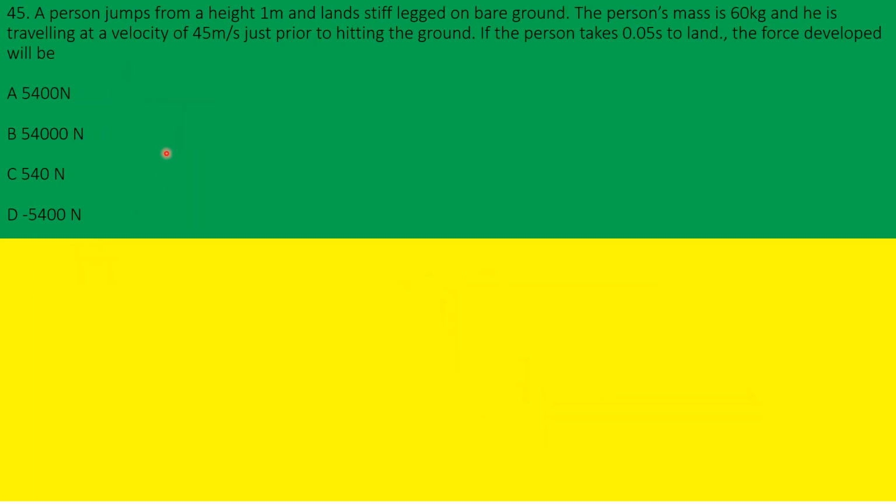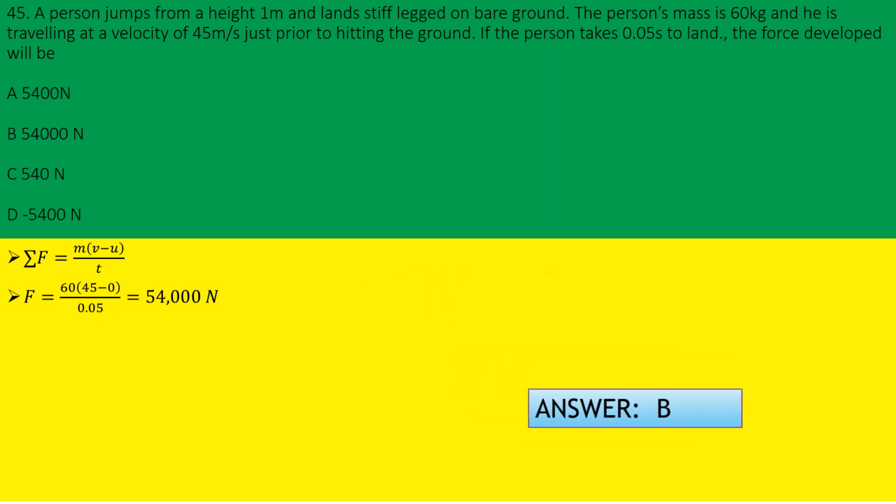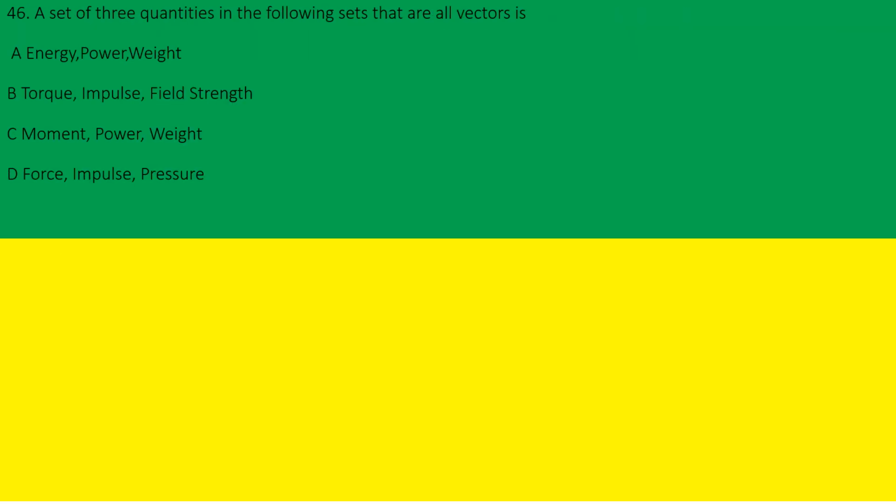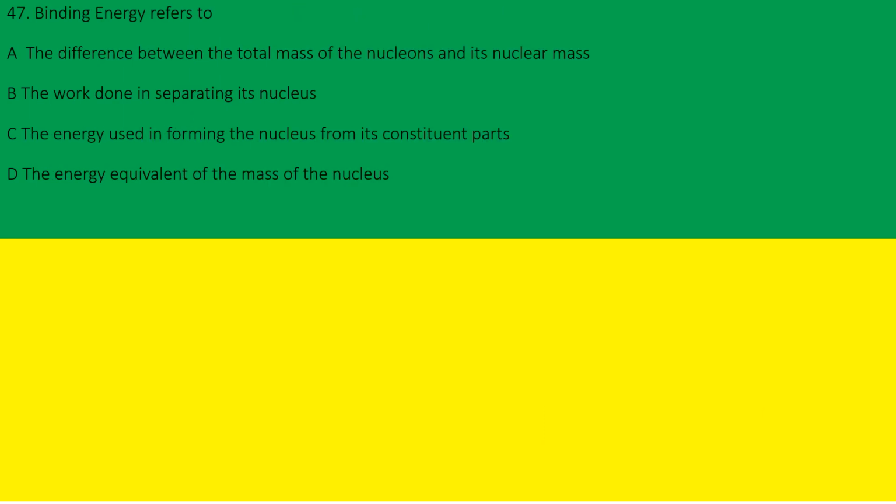Okay, a person jumps. This is just application of Newton's second law, summation F equals mv over t. So you take that, you substitute, and then you have an answer to be that. So our answer is B. All right, so we're talking about all vectors. All vectors will be B. Torque, impulse, field strength. Those are all vectors. Binding energy refers to the work done in separating its nucleus. Perfect. That's B.